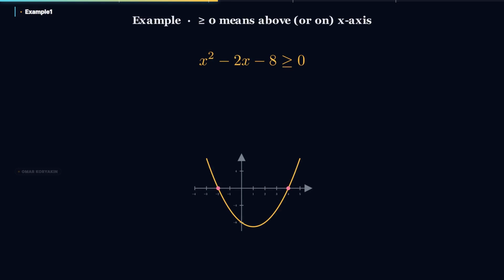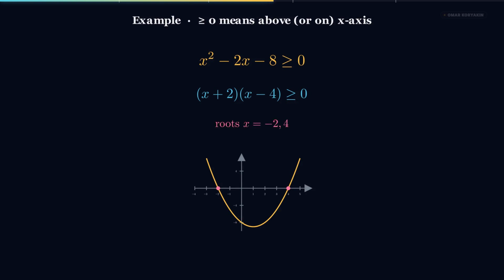Example 1. Solve x squared minus 2x minus 8 greater than or equal to 0. The inequality asks where the parabola is at or above the x-axis. Factor. X squared minus 2x minus 8 factors as x plus 2 times x minus 4. The roots are x equals negative 2 and x equals 4. Read the graph. The parabola opens upward, dips below between negative 2 and 4, and rises above outside that interval.